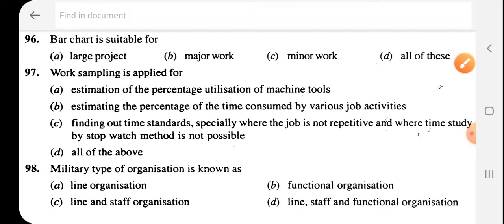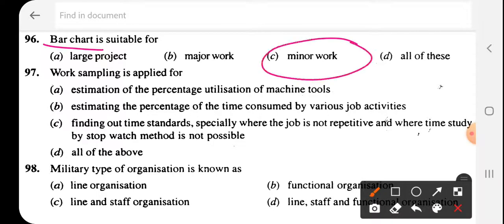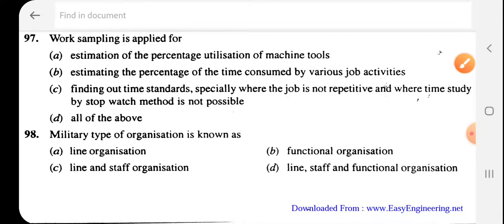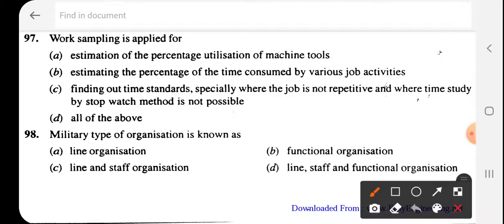A bar chart is suitable for. So 96 is C, minor work. So this is the bar chart that will be helpful for minor work. Next, work sampling is applied for. So work sampling is applied for, that is D, all of the above.